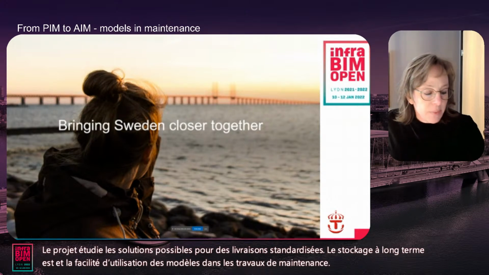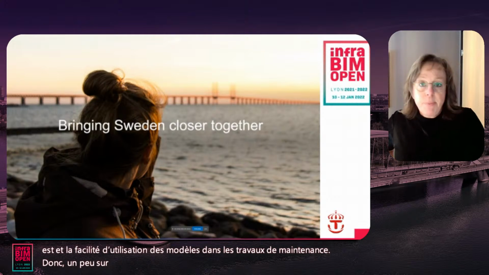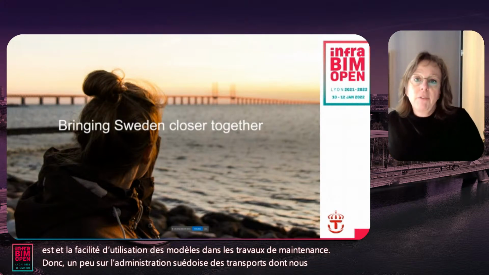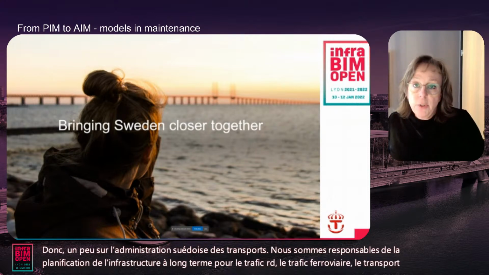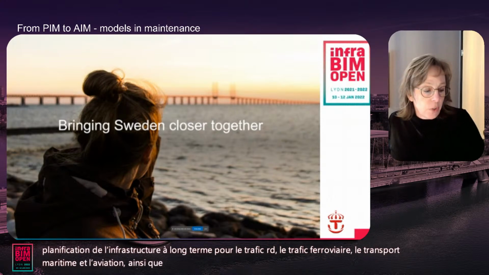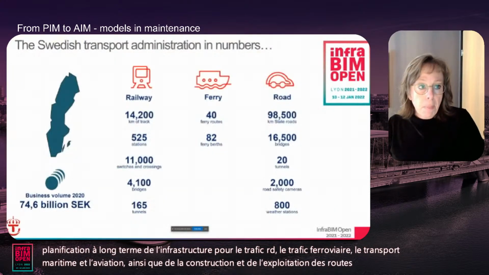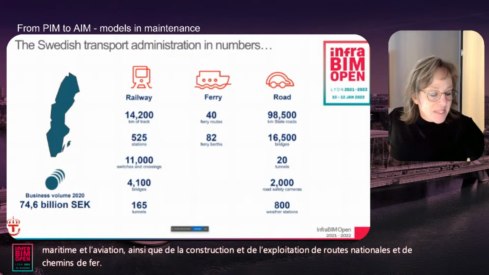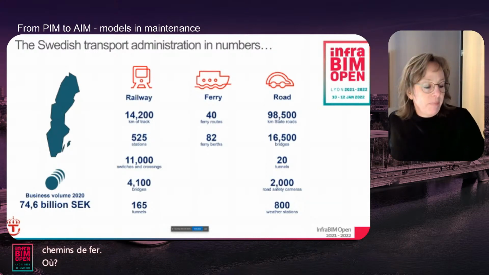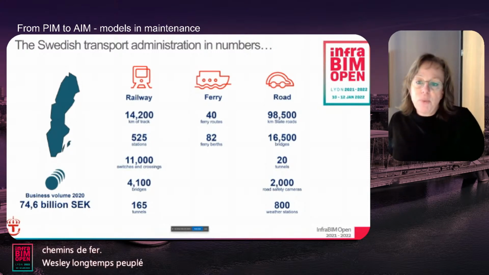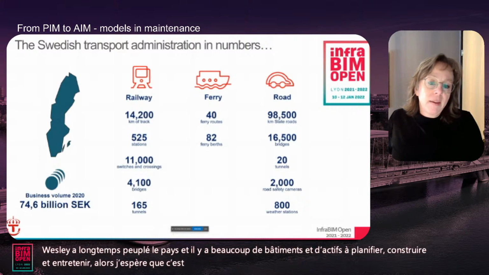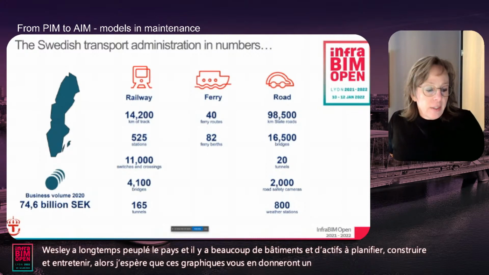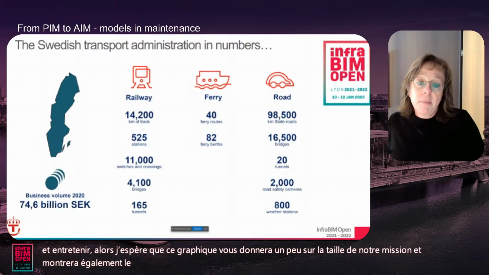So a bit about the Swedish Transport Administration. We're responsible for the long-term infrastructure planning for road traffic, rail traffic, shipping, and aviation, as well as for the construction and operation of state roads and railways. We're a sparsely populated country, and there are a lot of buildings and assets to plan, build, and maintain. So hopefully this graphic will give you a bit of a sense of the size of our mission, also showing the Swedish Transport Administration in numbers.